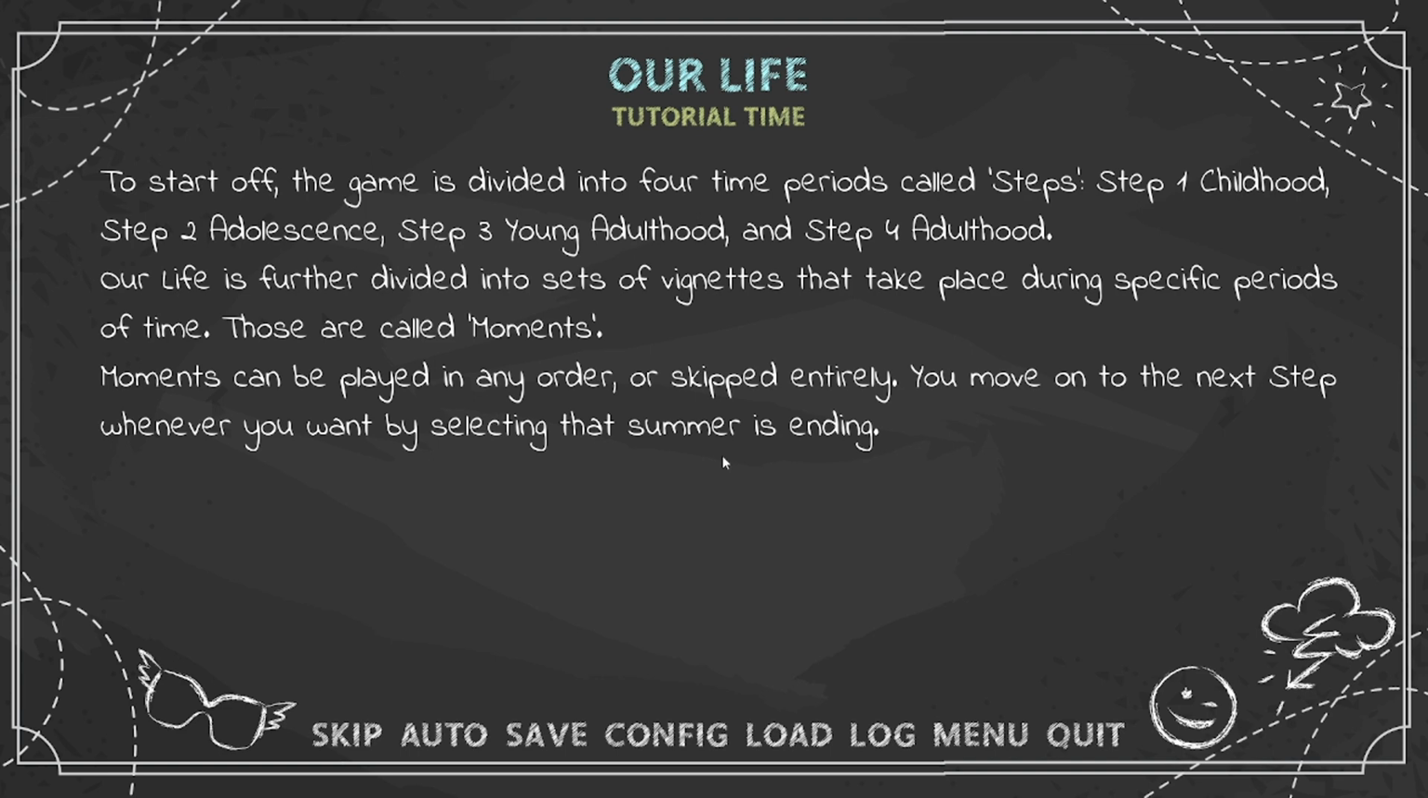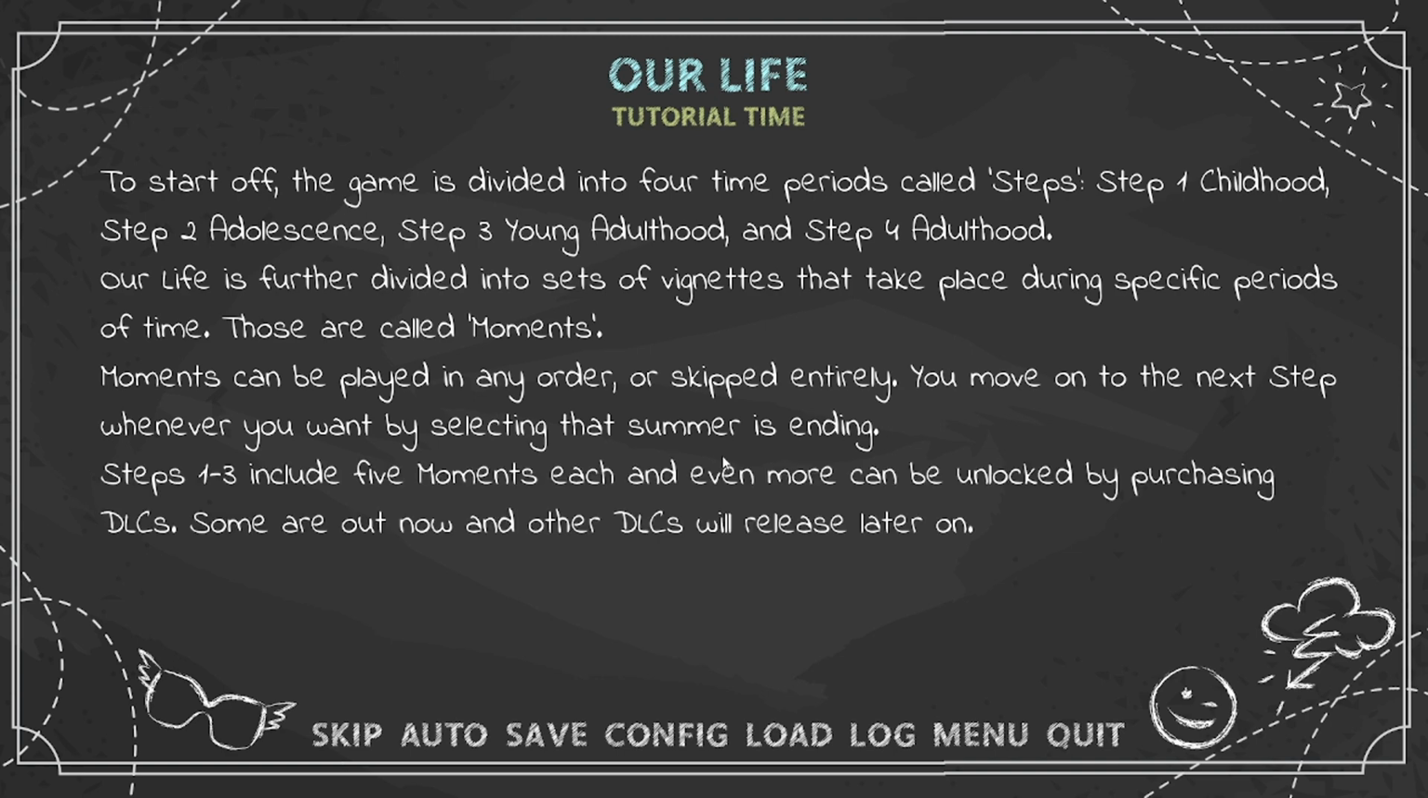You move on to the next step whenever you want by selecting the summary ending. Steps 1 to 3 include 5 moments each, and even more can be unlocked by purchasing DLCs. Some are out now, and other DLCs will be released later on. Step 4 is an epilogue and doesn't include moments.